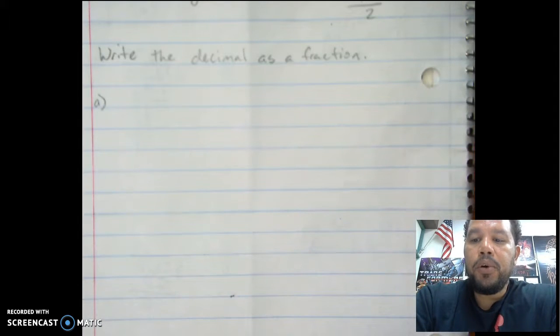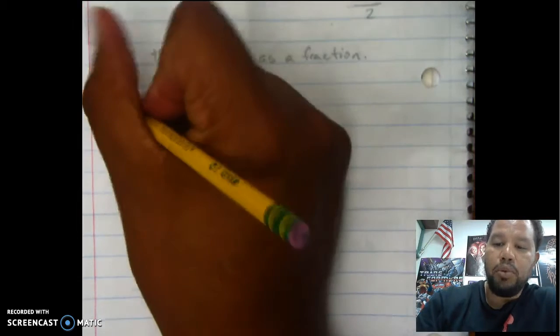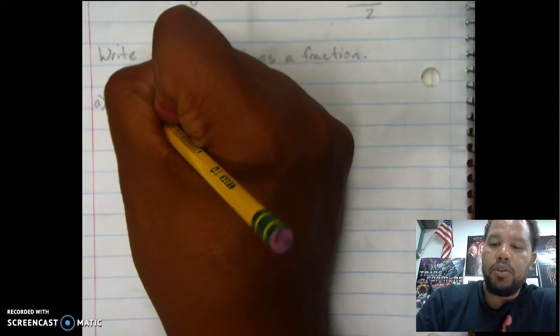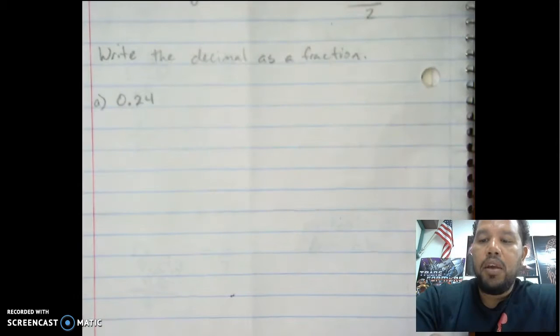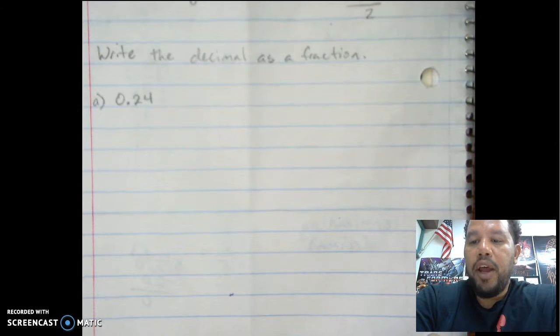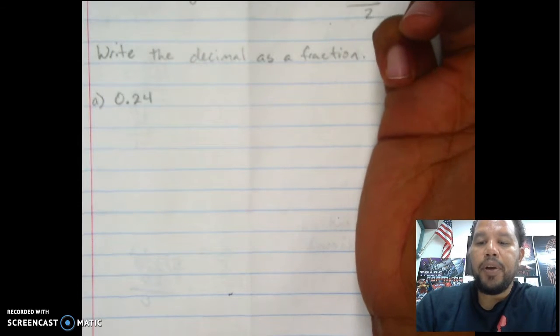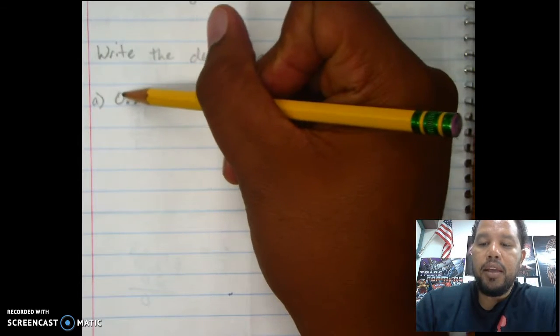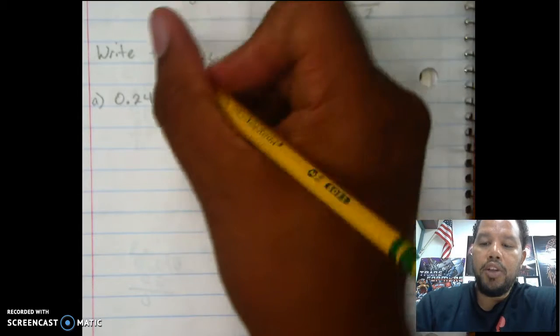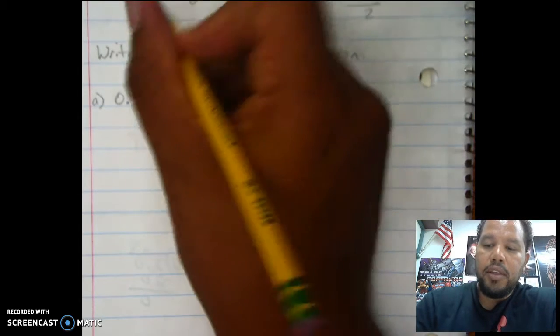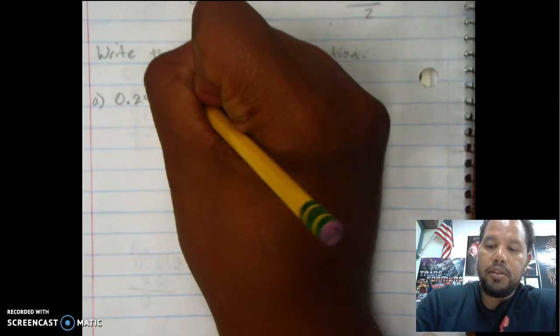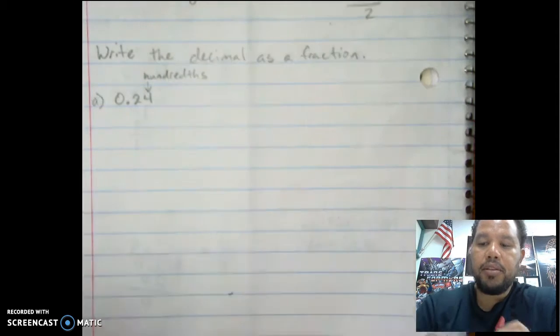Okay, so now I'm going to write decimals as fractions. So let's get a decimal number. Say we have 0.24. How do we write a decimal in fraction form? We have to read the decimal by its proper name. The way we read it is 24 hundredths, because the 4 is in the hundredths place.